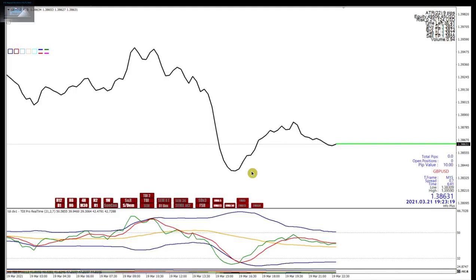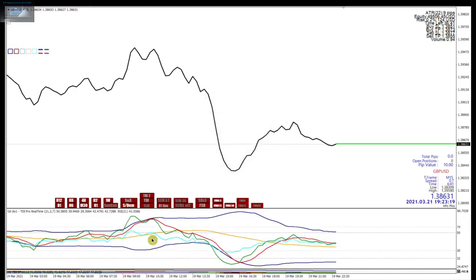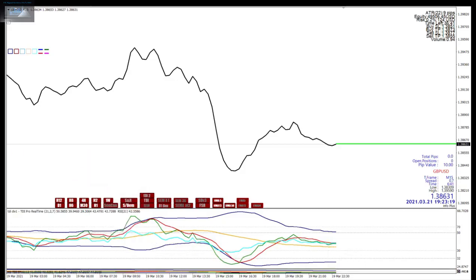It's not an RSI. We can take an RSI and we can put it on here, and we can make it 21. And there's your RSI. And you can see that aqua line is not the same as that green line. That's a 21 RSI. So I'm going to delete the RSI, and we're going to carry on.